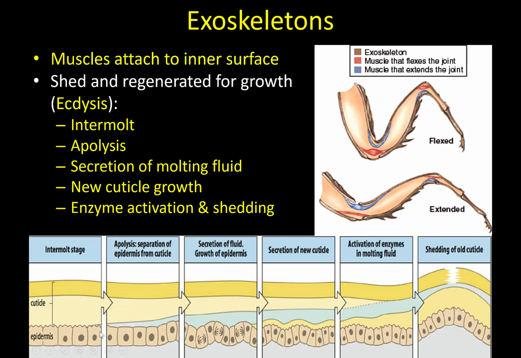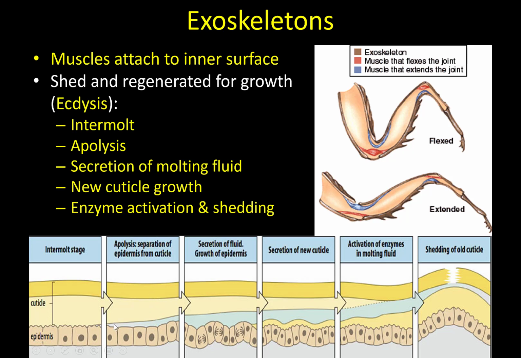When the animal's living tissues have grown large enough and are putting pressure on the inner surface of the exoskeleton, that's what tells the animal's body it's time to molt. That triggers the first stage of ecdysis, which is called apolysis. This is the separation of the living epidermal tissue, these living cells, from the non-living inner layer of the cuticle.